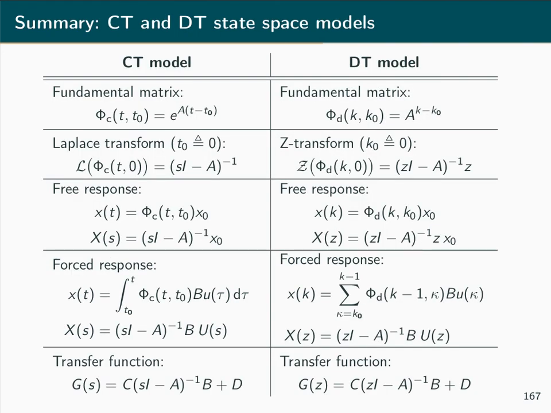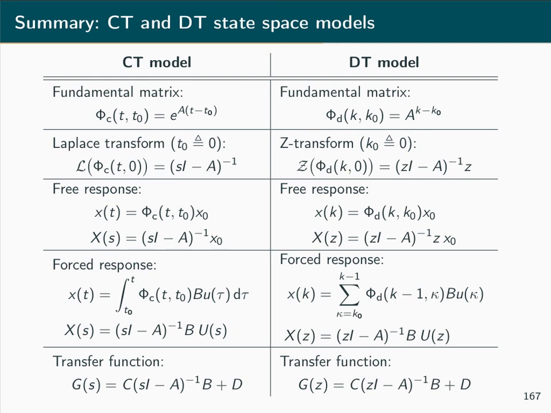The final slide of this chapter summarizes the main results that we have obtained for the continuous time state space model and the discrete time state space model. First, the fundamental matrix in the continuous time case is given by the matrix exponential e to the power a times t minus t naught, and the fundamental matrix in the discrete time case is given by a to the power k minus k naught.